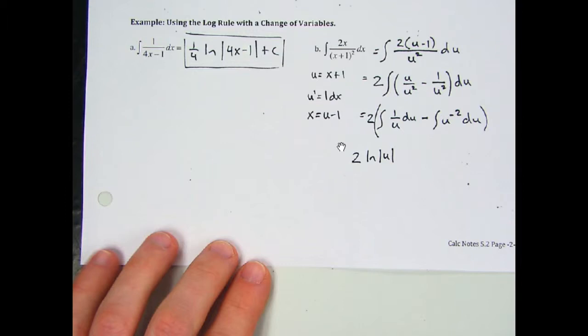Okay. So now we just simplify this to ln of the absolute value of u, and then this is going to be plus 2 over u plus c. But we have to substitute for u. We remember u was x plus 1. And there we have it.